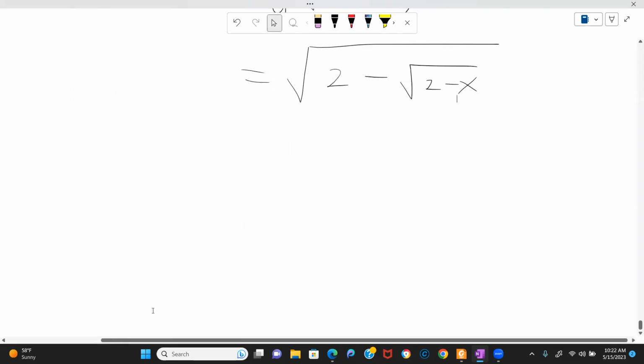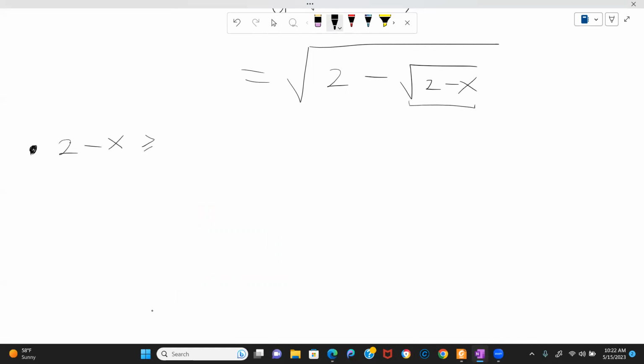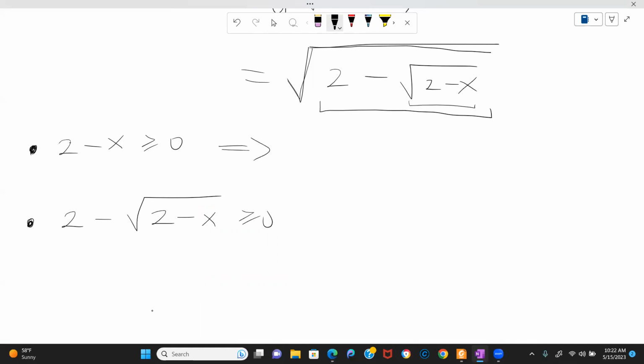And again, we want to find the domain, and we have two requirements. On the one hand, we have this square root of 2 minus x, so we need 2 minus x to be greater than or equal to 0. But then we have this square root on the outside, and so we need the thing on the inside of it to be greater than or equal to 0. So this first inequality says that x has to be less than or equal to 2. Add x to both sides, so it's 2 is greater than or equal to x.